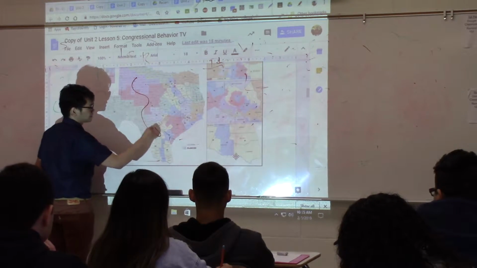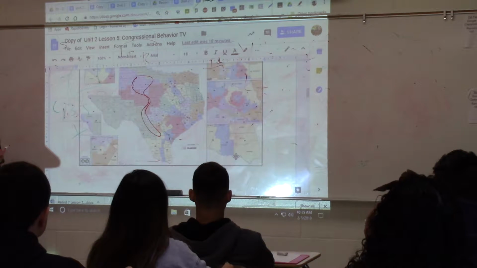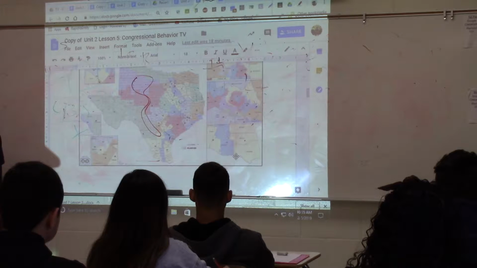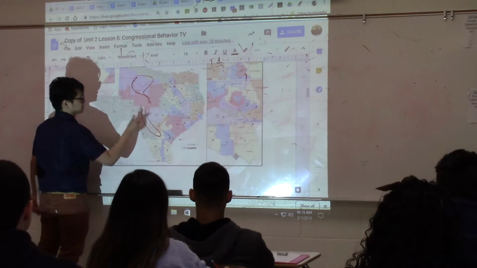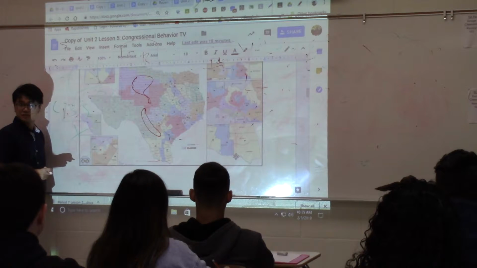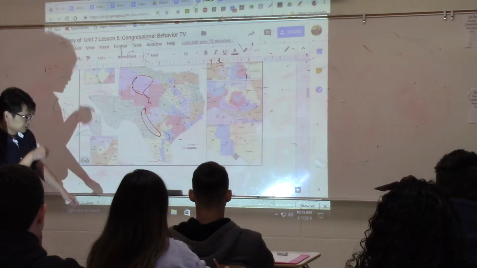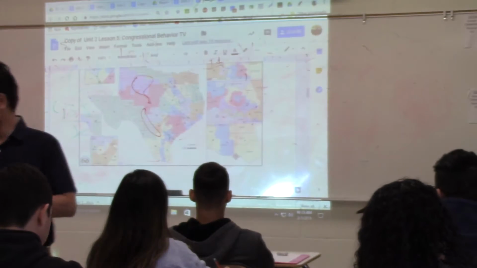Can this be a district? Yes. Why? Because it's contiguous. However, this cannot be one district because it's not connected. Make sense? It has to be a contiguous district.